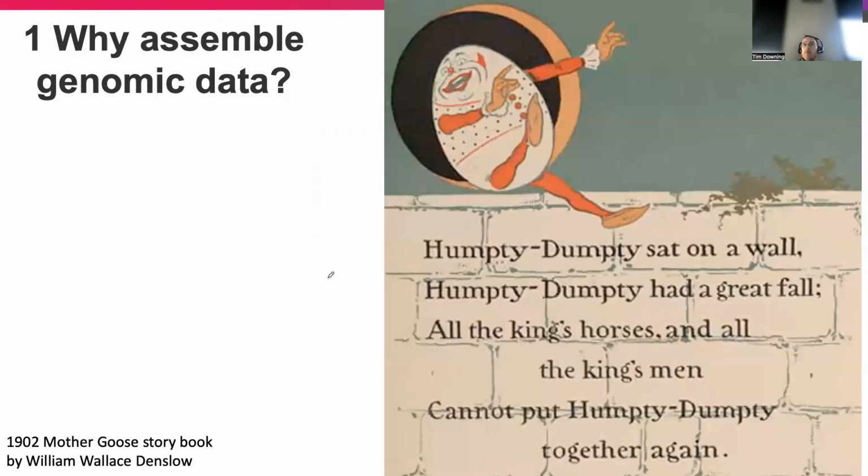So a classic way of thinking about genome assembly is the Humpty Dumpty problem. Humpty Dumpty sat on a wall, Humpty Dumpty had a great fall, all the king's horses and all the king's men couldn't put Humpty Dumpty back together again. And as we know, that's because horses have hooves, so it's going to be quite a difficult challenge.